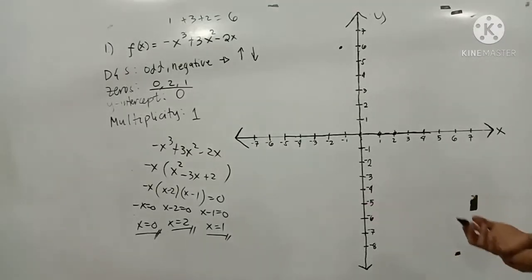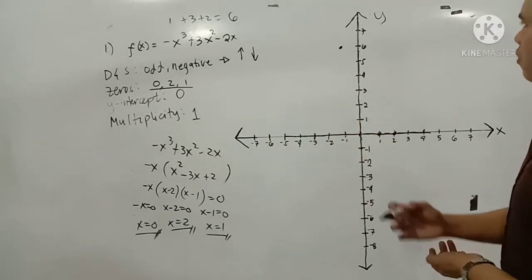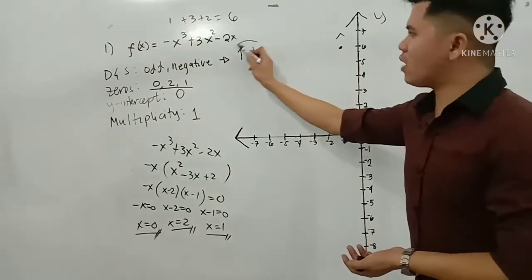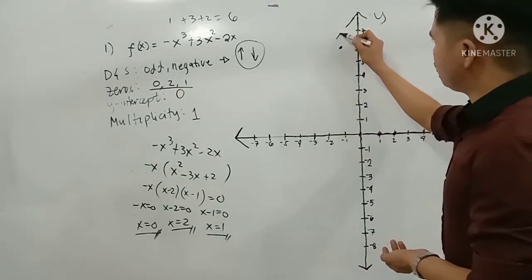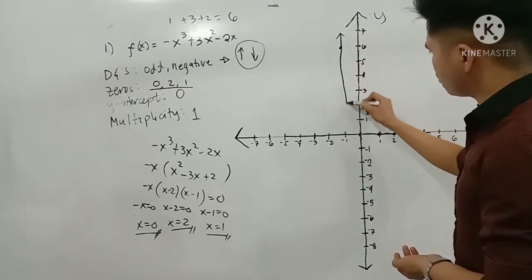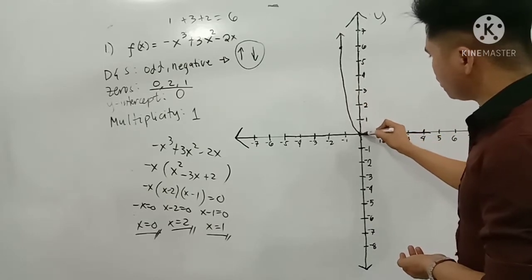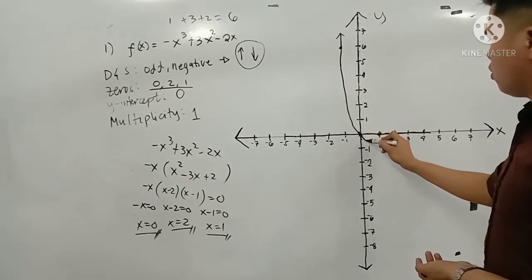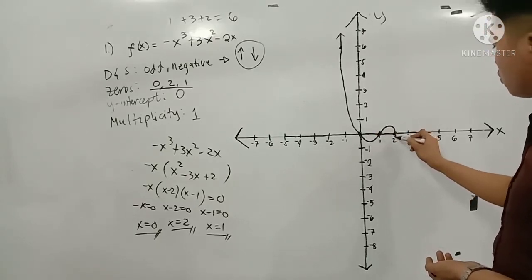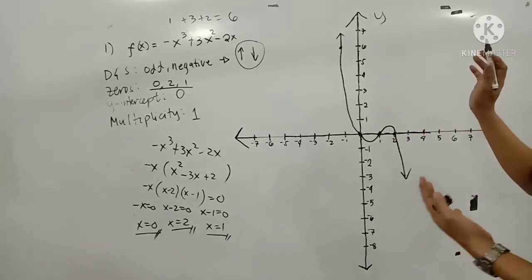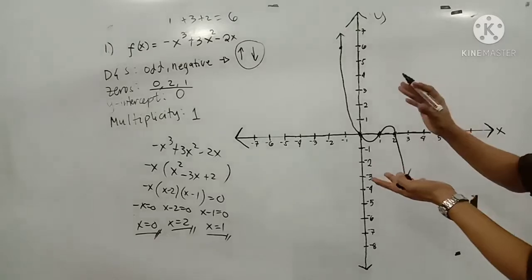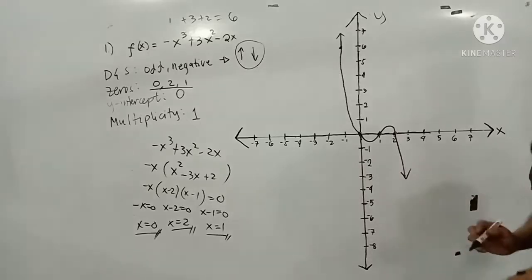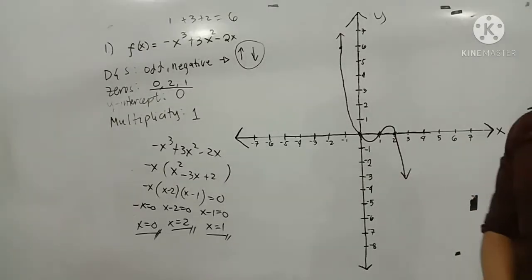So we can graph now the given function. Let's start with this point. Remember, this is our endpoint. So we have here now. Then it goes to the center or the origin of the Cartesian plane, and goes to positive 1, and goes to positive 2, and here it goes. So the graph of this polynomial function looks like this one. I hope this is clear.